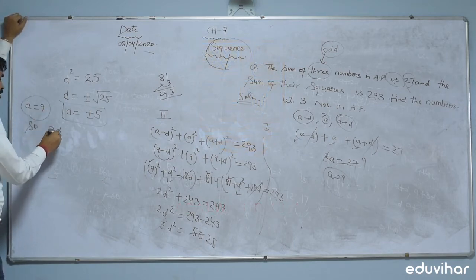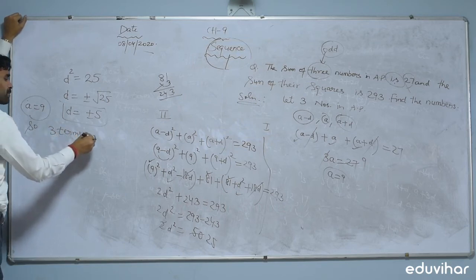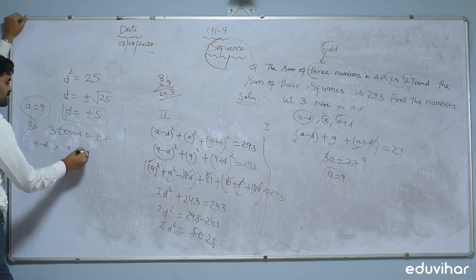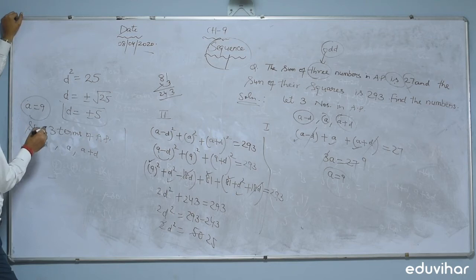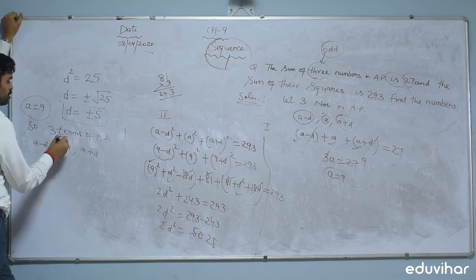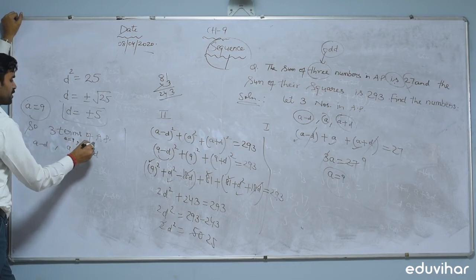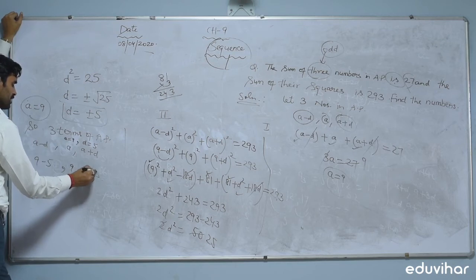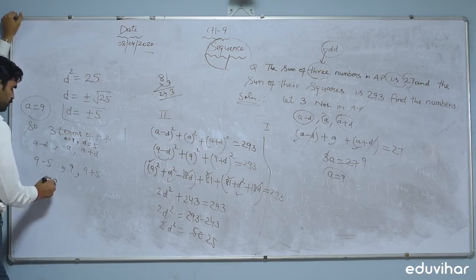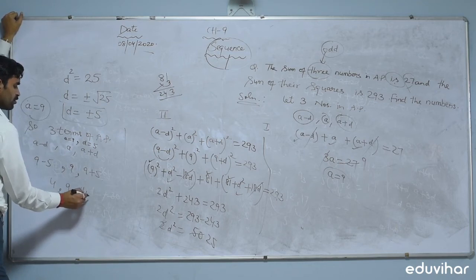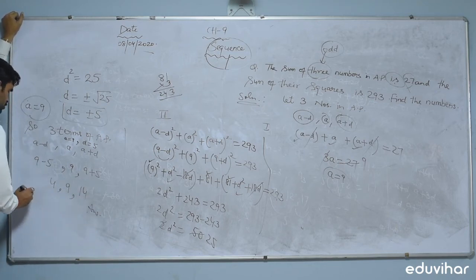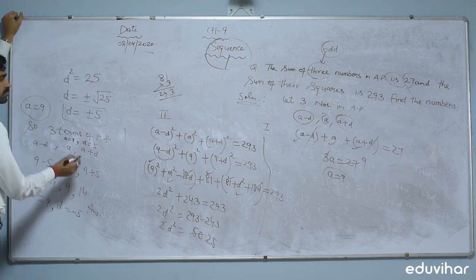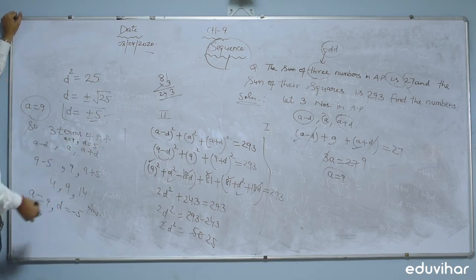So the three terms of the AP must be a minus d, a, and a plus d. Consider a equal to 9 and d equal to plus 5: 9 minus 5, 9, 9 plus 5. So the value comes out to be 4, 9, 14. And if a equal to 9 and d equal to minus 5, first we considered d equal to plus 5, then minus 5.